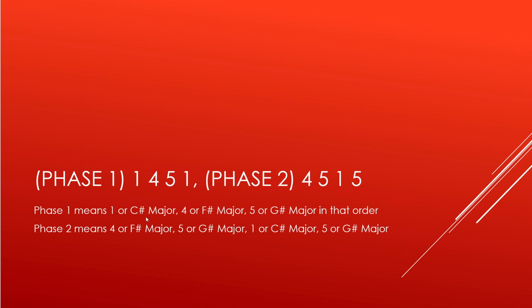Phase 1 in this song, we're doing in the key of C sharp: 1 or C sharp major, 4 or F sharp major, 5 or G sharp major, in that order. So that's how it's set up, 1, 4, 5. And if you have repeats, of course, you do the same thing. And then phase 2 does 4 or F sharp major, 5 or G sharp major, and then it goes to 1 or C sharp major, and then it goes back to 5. So to make it easy, 1, 4, 5, 1.